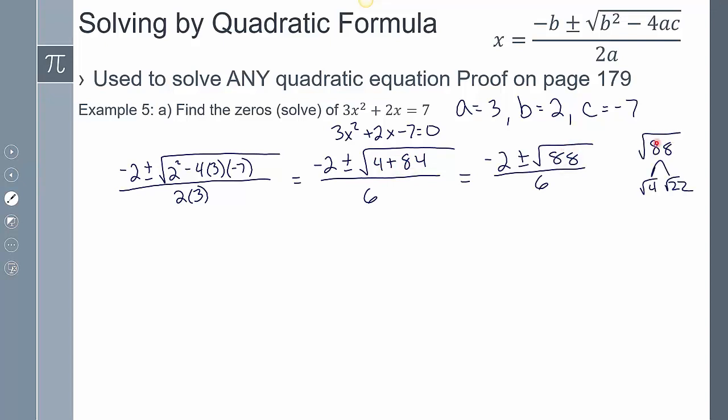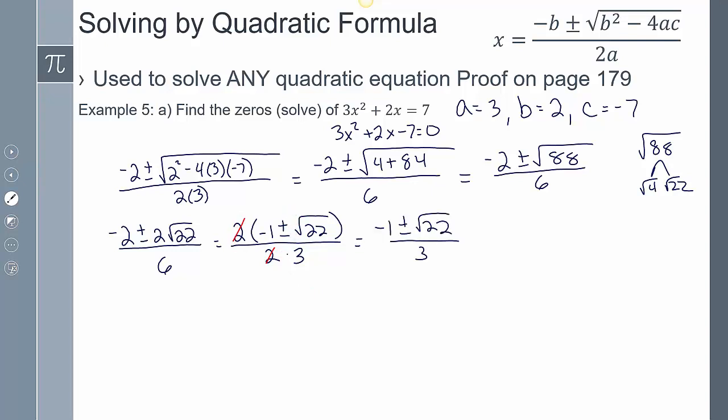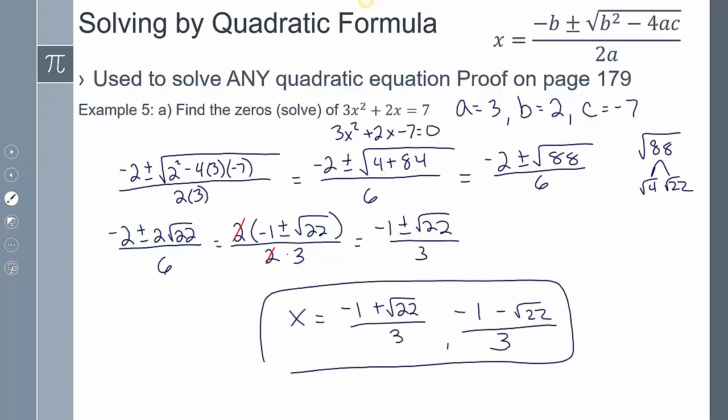Now I've got to simplify the square root of 88. That turns into square root of 4 and square root of 22, which is the same as 2 root 22. And now that there's a 2 in common with all three of these terms, I factored out the 2, so the 2's are going to cancel out. That's why there's no more 2 here, and so it's just going to be negative 1 plus or minus root 22 over 3, and you could break it apart if you wanted to.